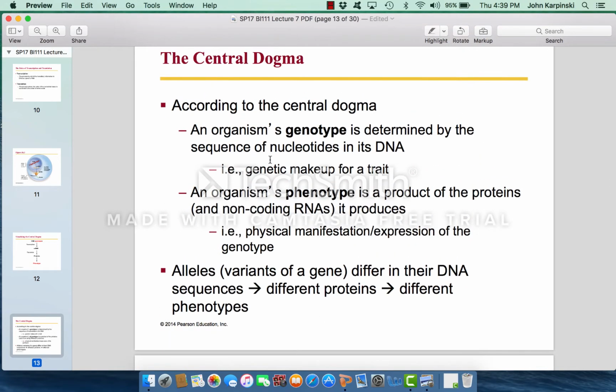Remember that genes can come in different forms. Different versions of the same gene are referred to as alleles. So alleles are variants of a gene, and they have slight differences in DNA sequence. They code for the same trait, but since the DNA is different, the protein products are going to be slightly different, and the physical phenotype or expressed trait is also going to be different.